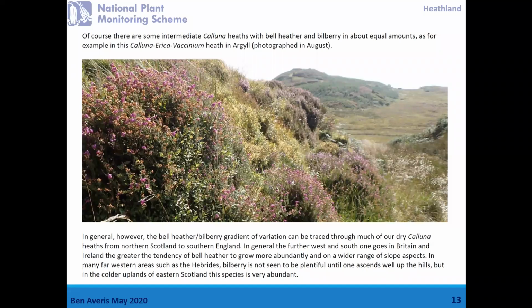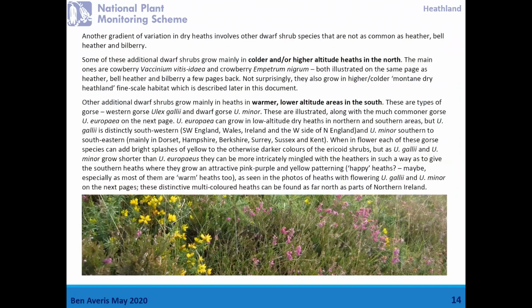And the further west you go, you tend to find more of the bell heather. And if you want to find heaths with a lot of bilberry in them, your better chance is going further east or higher up, as a general rule. Okay, if we go on to the next page.